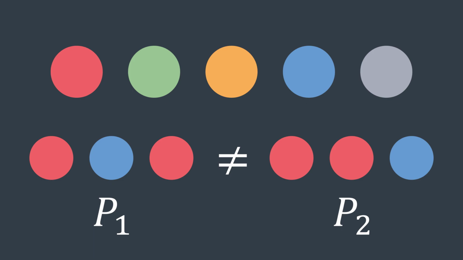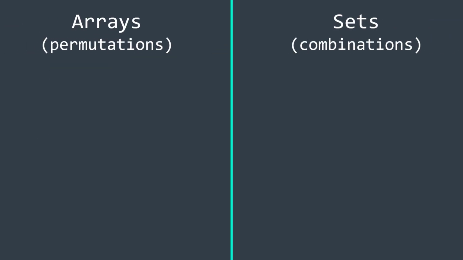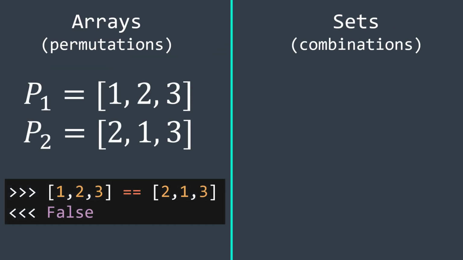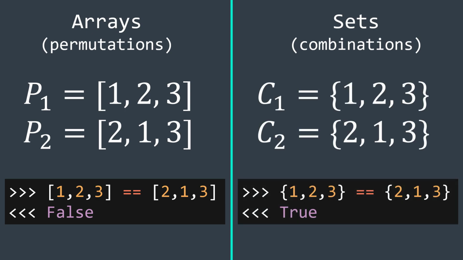You can imagine the difference between permutations and combinations as the difference between arrays and sets. This array and this array are not equal because even if they are made with the same elements, they are not in the right order, so the comparison returns false. There are 2 different permutations. But this set and this set are equal. They are made of the same elements. Even if not in the right order, the comparison returns true. They are considered as the same combination of elements.